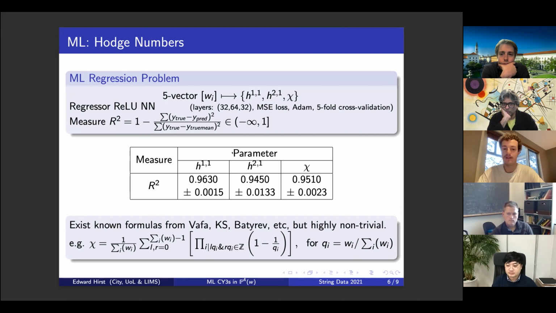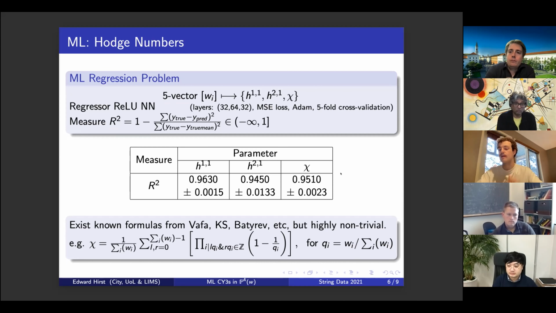So we can see for each of these supervised problems, we're going to get R-squared values very close to 1. So again, this is a very nice result to see. We're getting very strong learning of these topological parameters of the hypersurface from just the weights of the ambient projective space among them. So perhaps that could be something that's unexpected, but I should also add that there are known formulas that already exist to calculate Euler number and Hodge numbers from the weights.